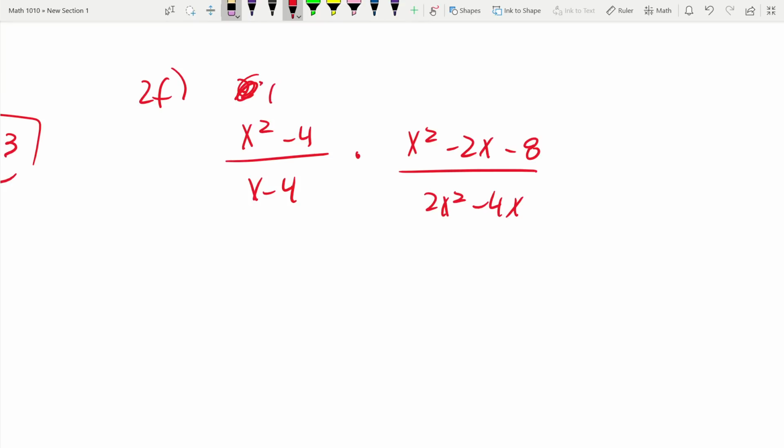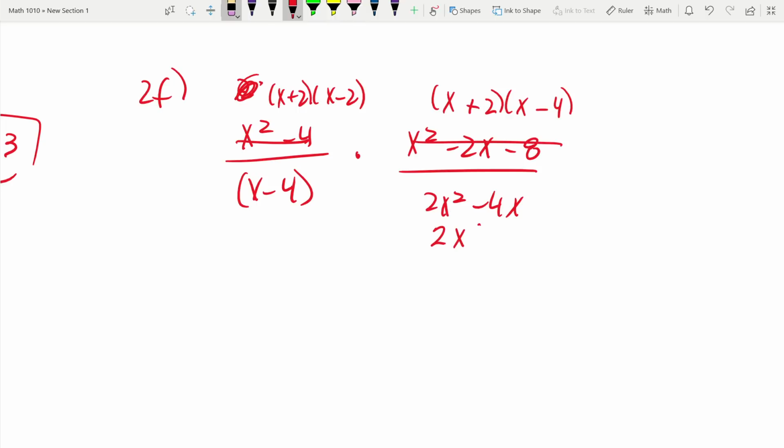Okay, x squared minus 4 factors to x plus 2 times x minus 2. Get rid of it. X minus 4 doesn't factor. The next one goes to x and x. The 8 is going to go to a 4 and a 2. Signs are different. Biggest is the negative. Looks like that. This right here, I can take out a 2 and I can take out an x. When I do, I'm left with x minus 2. So this x minus 2 cancels with this x minus 2. X minus 4 with this x minus 4.